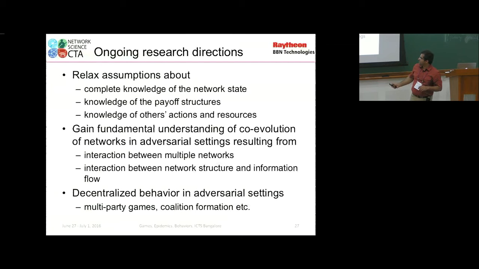And finally, there's the decentralized behavior where you don't have two parties, but everyone is on their own, and they want to decide whether they are cooperating or competing with others in order to do network formation. So it's a more classic network formation, but with an adversary in the mix. So, any questions?